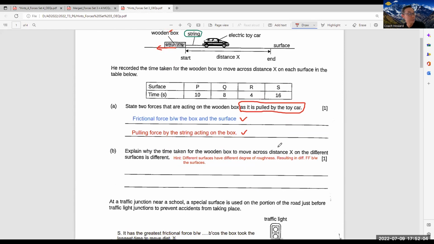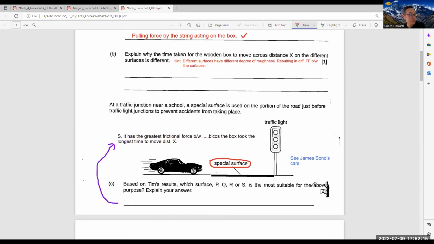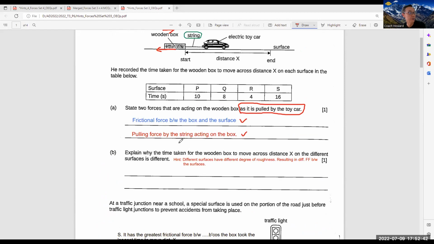Next. Okay, so this is a traffic light. So this is a special surface coated with something. So based on the team's results, which surface is more suitable for the above purpose? Okay, so I give you a hint here. I said different surfaces have different degrees of roughness, resulting in different frictional force. So you're supposed to explain why the time taken for the wooden box to move across this distance x on different surfaces is different.